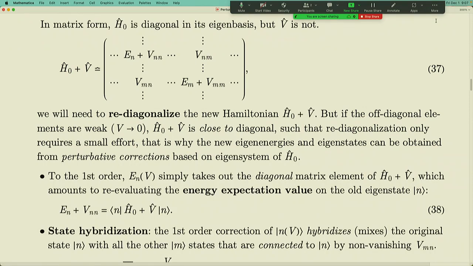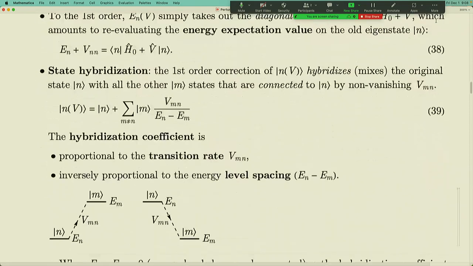So this |n> is an eigenstate of H0, but |n> is not the eigenstate of the perturbed Hamiltonian H. But nevertheless, you can just take your perturbed Hamiltonian and evaluate its energy expectation value on the original state. And that gives you what should be the new energy level in this case. So that is the physical meaning of the first order correction to the energy.